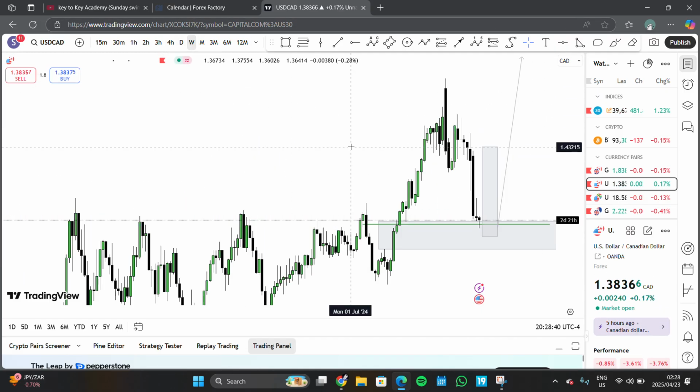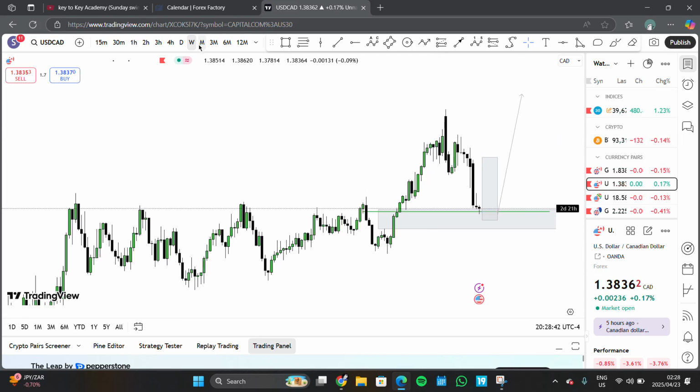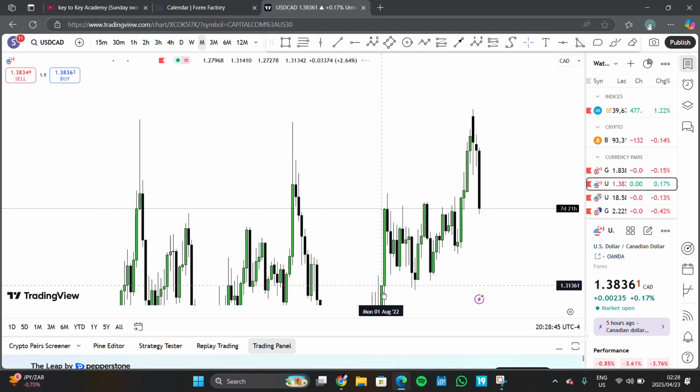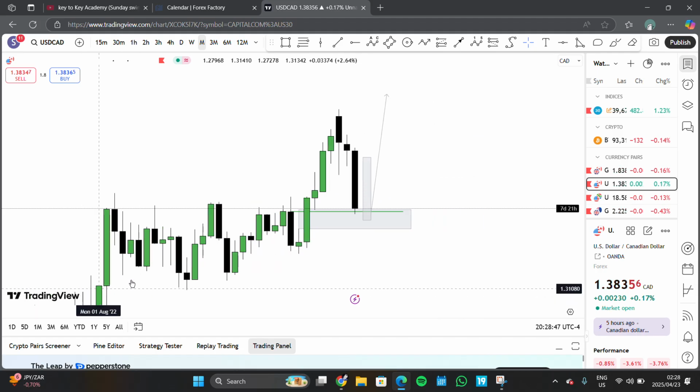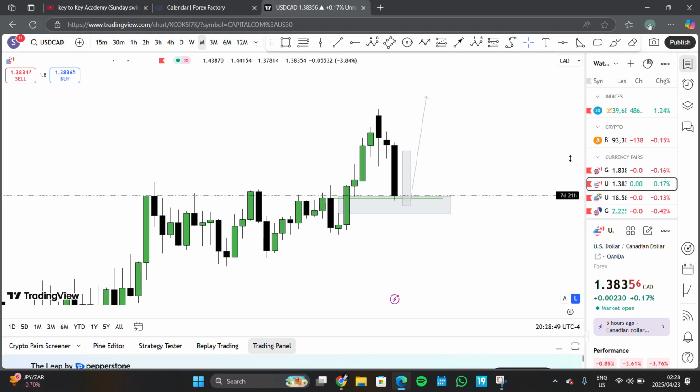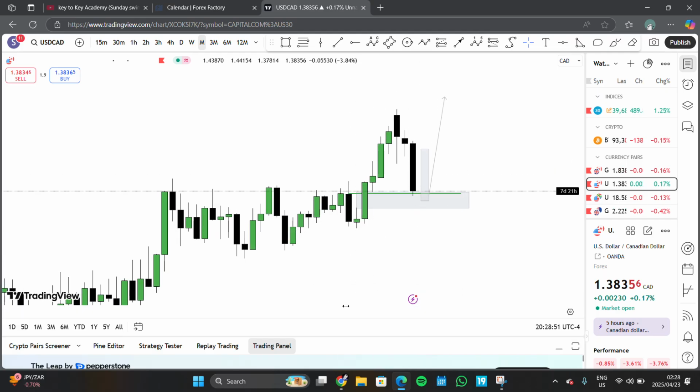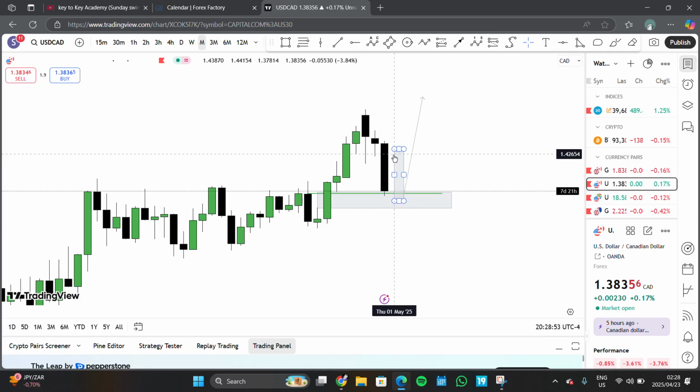Then we come to USD CAD. For USD CAD, it's still going to take time to play out because it's a monthly bias. So we probably have to wait for next month's candlestick to open inside this key area for us to consider looking for buys to the upside.